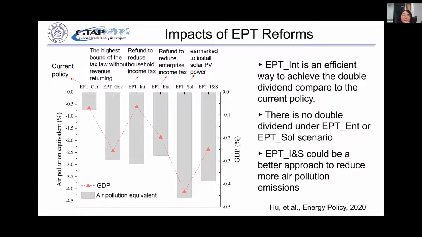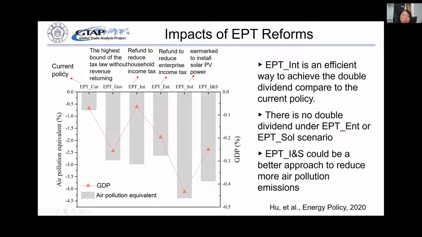And then the current tax law indicates that the tax revenue becomes part of local government income without any return. The above results show that this tax has a negative effect on GDP. However, previous studies showed that returning the tax revenue to reduce other distortionary taxes or transferring the revenue to other agents might have a double dividend. So in order to explore the effects of the tax reform, we set 6 tax reform scenarios.